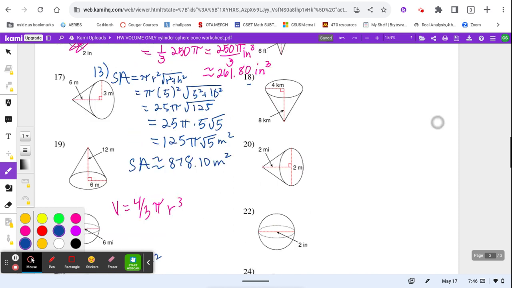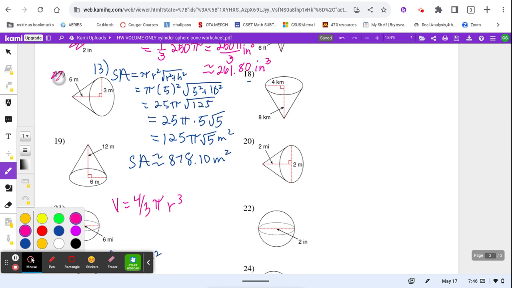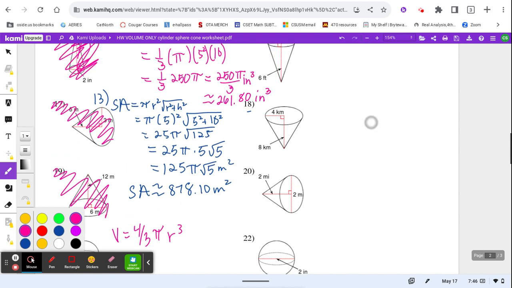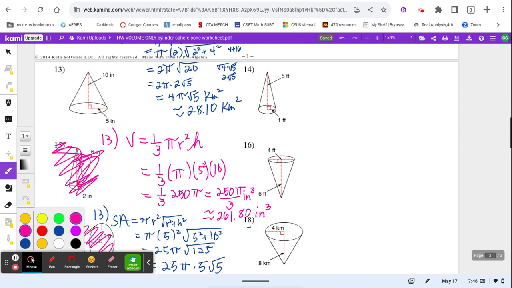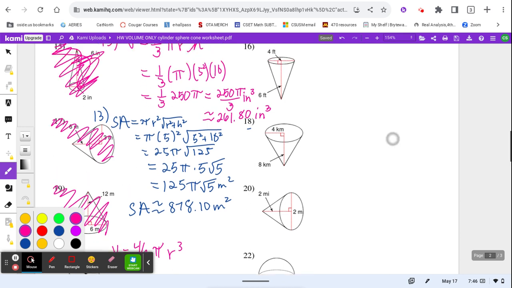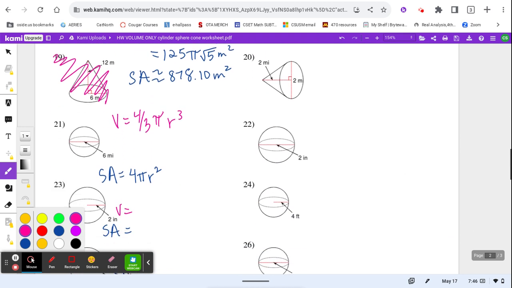Okay, just because of how big my writing was and I used up all that space, it means I did not do number 17 and number 19. You just have number 13 and number 11 to reference as notes examples. And then I'd like you to go over to the right and do those evens.